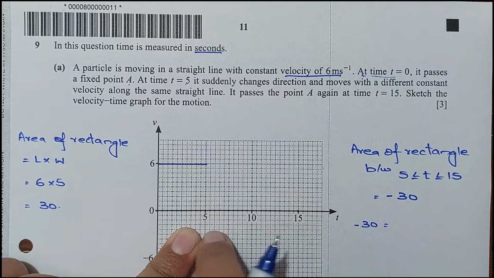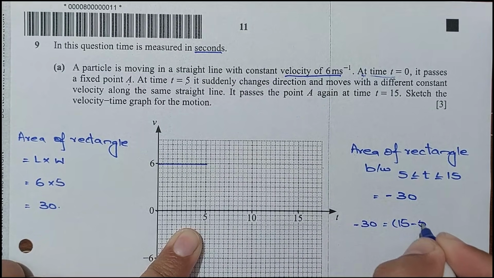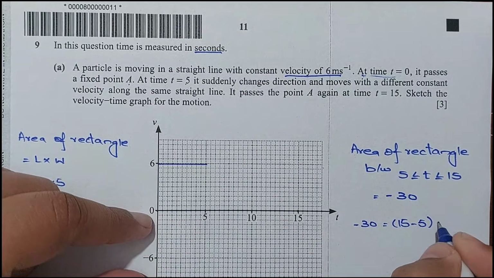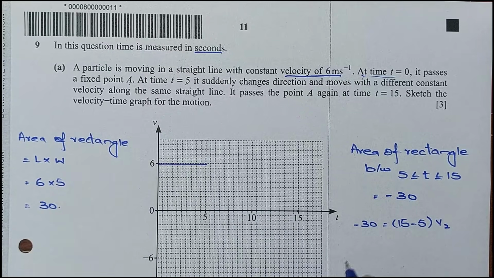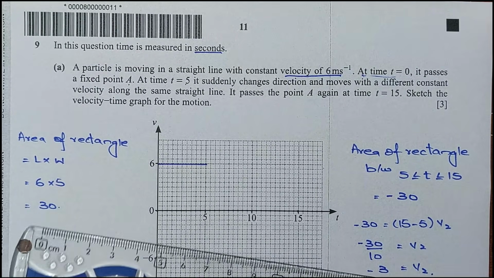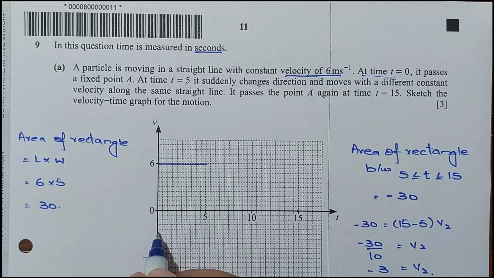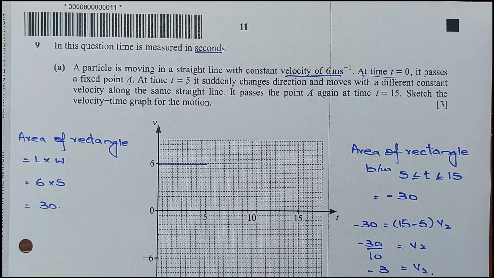The length between 5 and 15 is 15 minus 5, and we have no idea about the velocity. Let's say it is velocity 2. Solving for velocity 2, negative 30 divided by 10 is velocity 2, so negative 3 is the next velocity. So we have the horizontal line at negative 3. We have 1, 2, 3, 4, 5, 6, 7, 8, 9, 10.